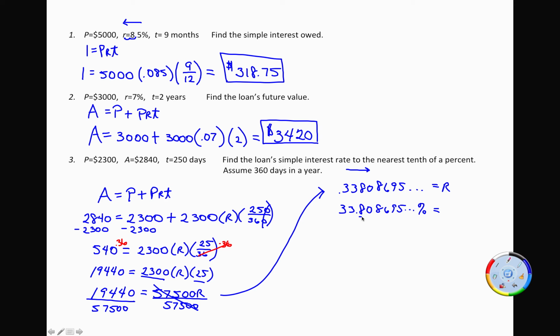So here's my tenth place. If I look immediately to the right, a 0 is definitely less than 5. So the 8 remains. The other digits get to be dropped off. So my interest rate on this loan is a whopping 33.8%. Okay, so this required the use of some basic algebra.